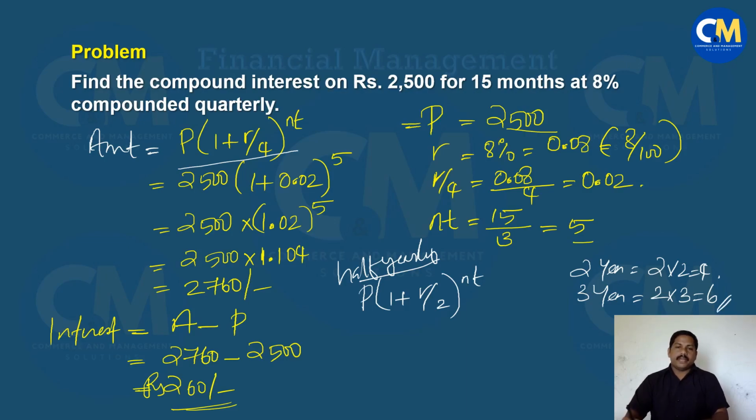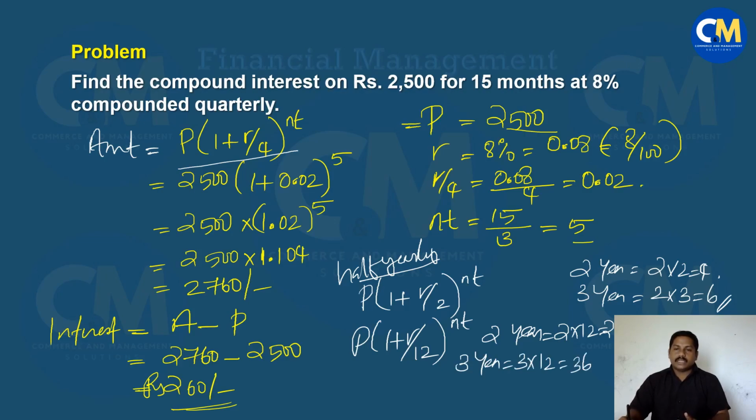It will change accordingly. At the same time, if you are calculating monthly, every month, then it will be P into 1 plus R divided by 12, raised to NT. Here NT means every year we will calculate 12 times. If you are taking 2 years, it will be 2 into 12, that is equal to 24. If you are taking 3 years, it will be 3 into 12, that is 36. NT is equal to 36 in this kind of situation.